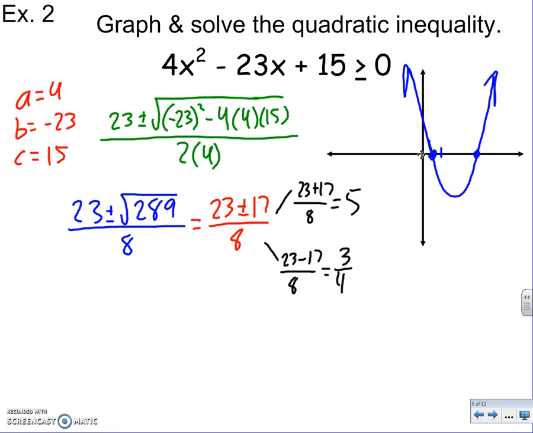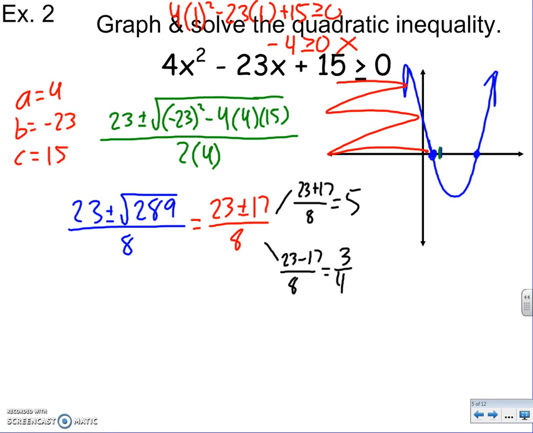All right, now I need to pick a test point. So I'm going to pick something between 3/4 and 5. Well, 1 is between them, 2 is between them, 3 is between them. I'm going to use 1 though, because 1's a nice number. If I plug 1 into the original problem, that'd be 4 times 1 squared minus 23 times 1 plus 15 should be greater than or equal to 0. Well, 4 times 1 squared is 4, minus 23 is negative 19. Negative 19 plus 15 is negative 4. Negative 4 is greater than or equal to 0. That is false. Since it's false, I do not shade on my test point. I shade on the other part. I'm shading outside the picture this time.